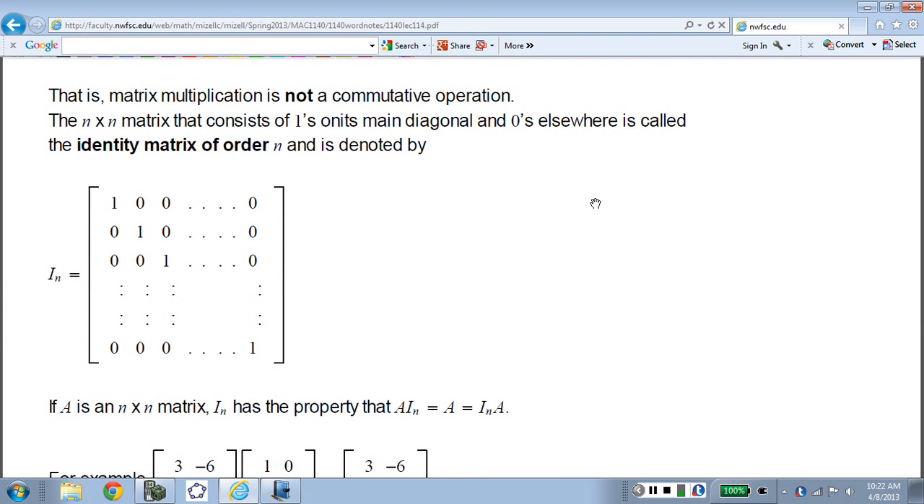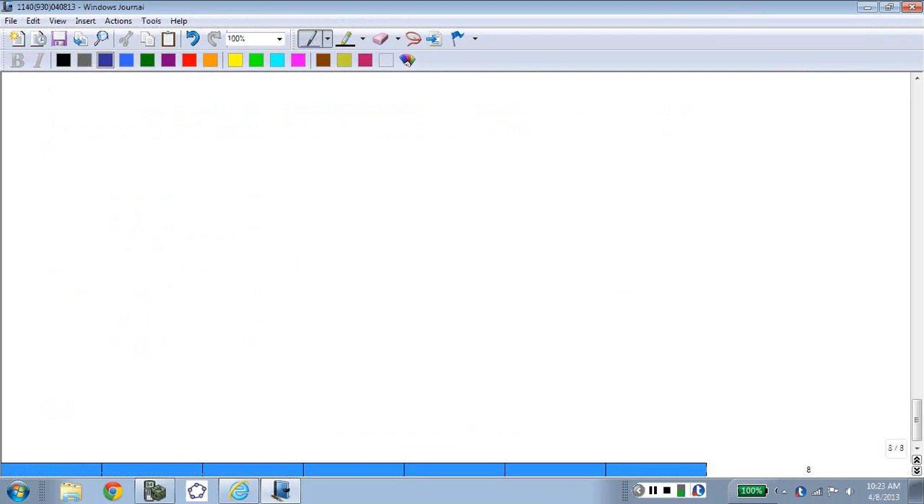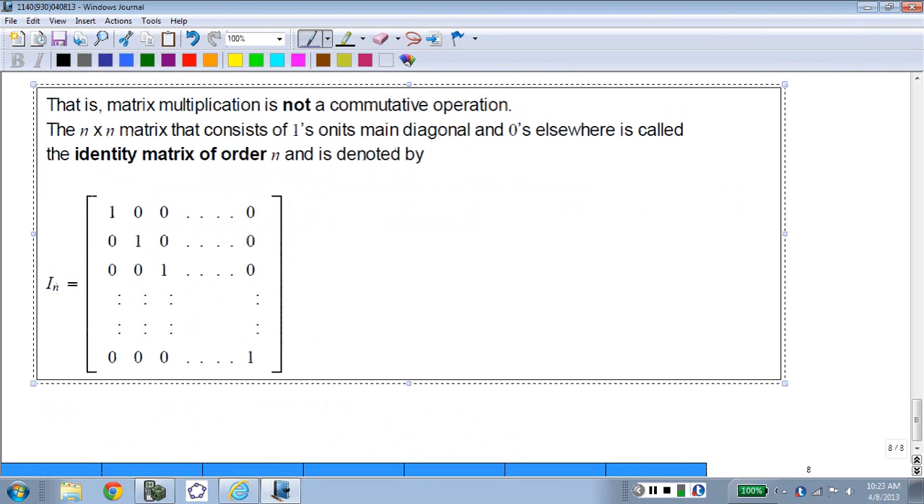Definition. We talked about the zero matrix a little bit ago. I didn't have too much to say about the zero matrix. Basically, the matrix of a particular order with nothing but zeros. You add it to another matrix of the same order, and you get what you started with. This one is going to be more important for us. With all the dots, maybe it's not entirely clear what we're talking about, so let me give some special cases.